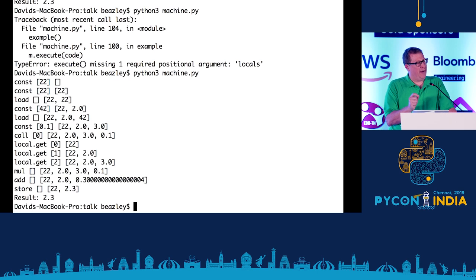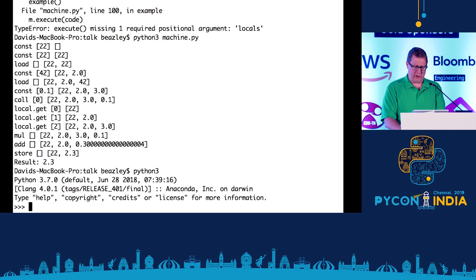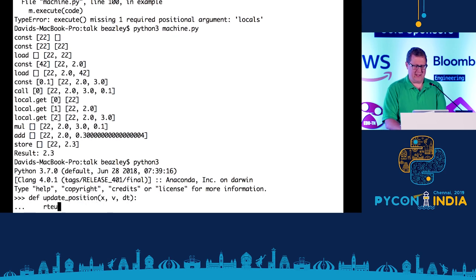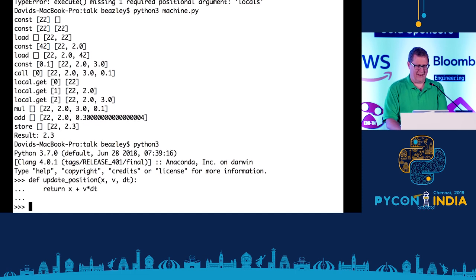One little digression, by the way. In one of the breaks, I've talked to a lot of people at the conference, and I don't remember who it was, but somebody asked me, how does Python work? Like, how does Python take Python code and turn it into machine instructions or something like that? It actually does this. This might be more than you ever wanted to know, but if you write a Python function like update position, which is just pure Python code, taking x, v, dt, and you say return x plus v times dt, like that.